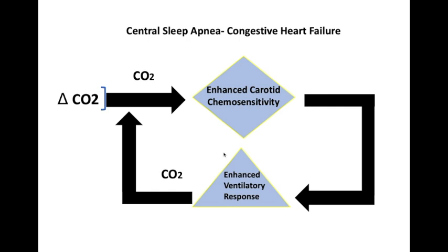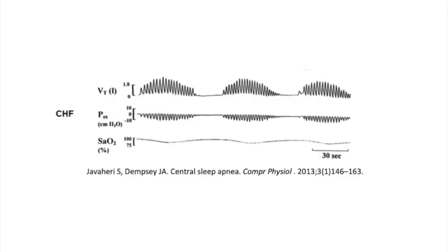Finally, patients who have congestive heart failure have a circulatory delay as a result of the reduced cardiac output, which prolongs the delivery of the carbon dioxide that the lungs produced back to the carotid bodies. As a result of this ventilatory instability, patients who have central sleep apnea related to congestive heart failure have this periodic breathing pattern that we can identify on their sleep studies.